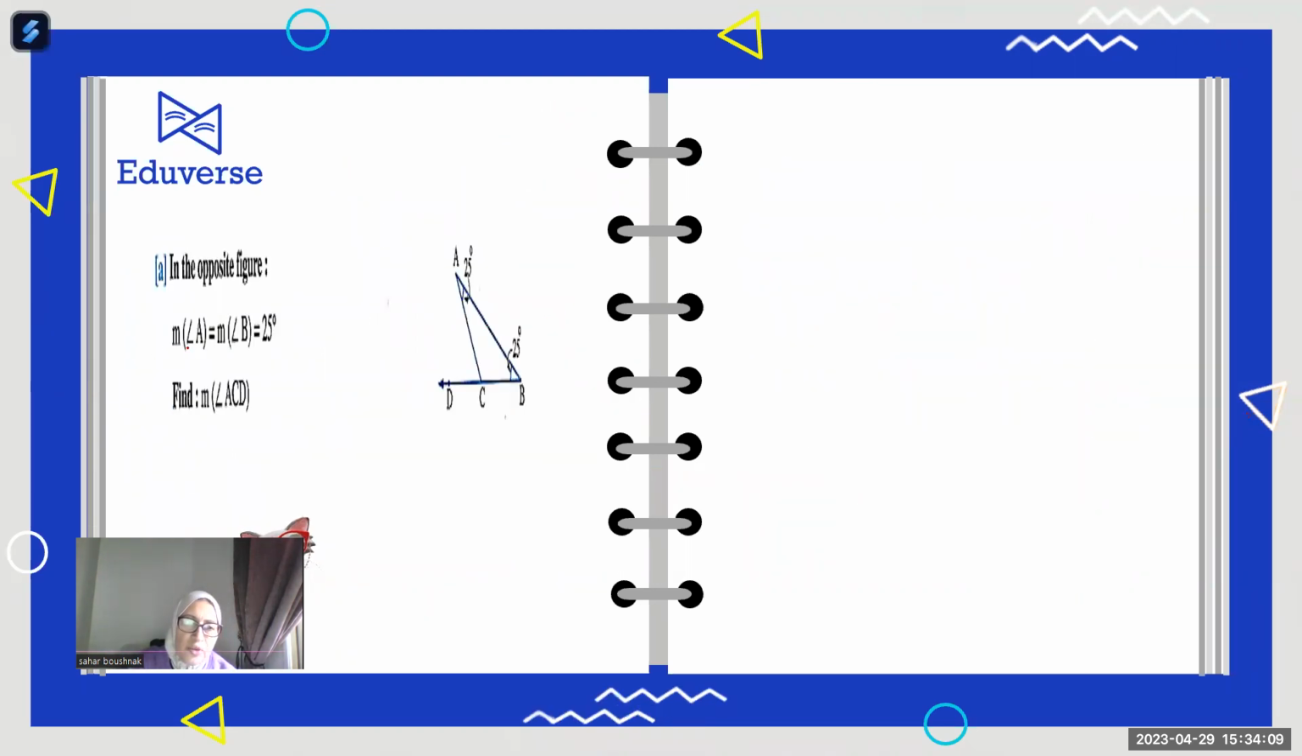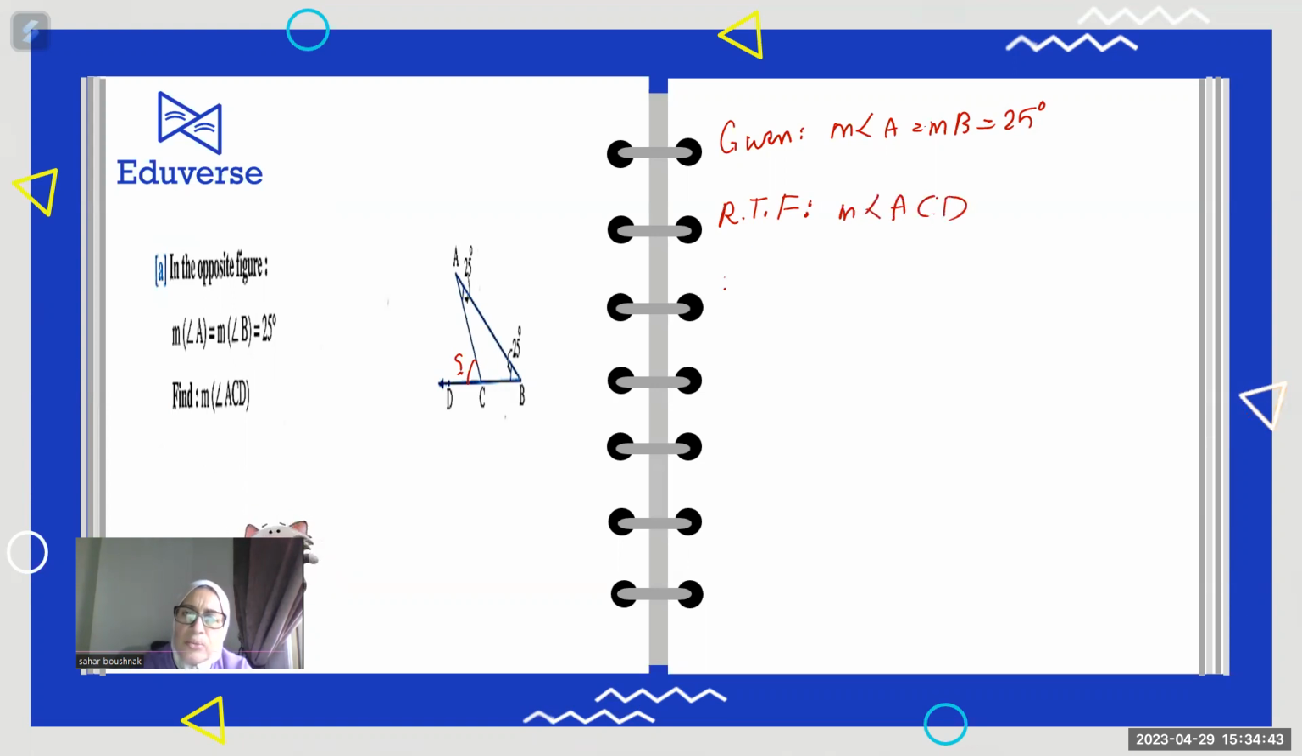In the opposite figure, the measure of angle A equals the measure of angle B, equal to 25. Then find the measure of angle ACD. So ACD is an exterior angle. Let's do it by proof. So I have the given: measure of angle A equals measure of angle B equals 25 degrees. And required to find the measure of angle ACD. Proof.